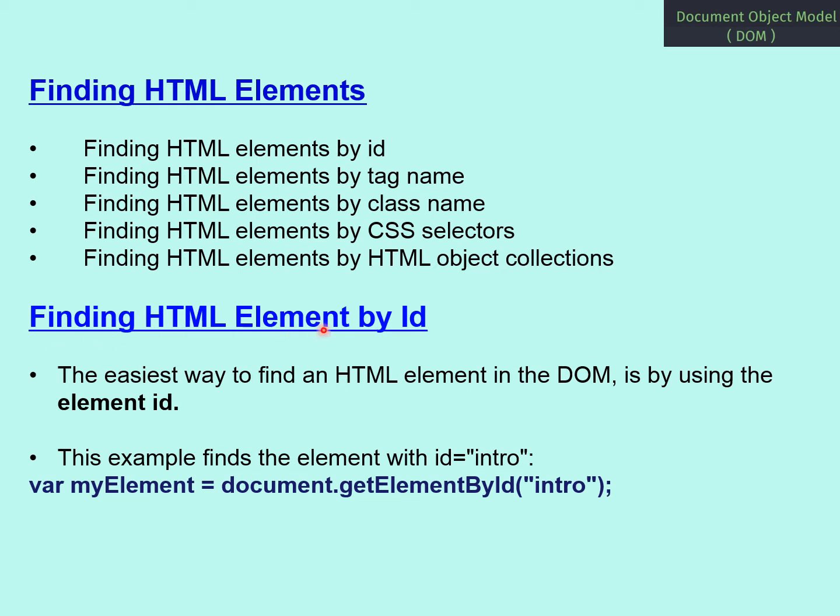Finding HTML element by ID. I already mentioned getElementById. It is one of the easiest methods to find an HTML element. The easiest way to find an HTML element in the DOM is by using the element ID. var myElement = document.getElementById("intro"). So this function will return the element which has the ID intro, and that element is stored in the myElement variable.